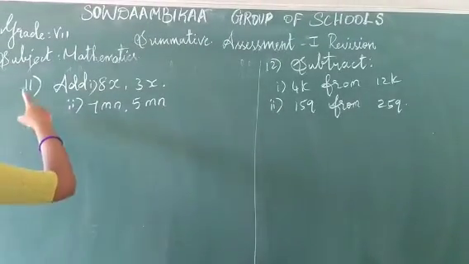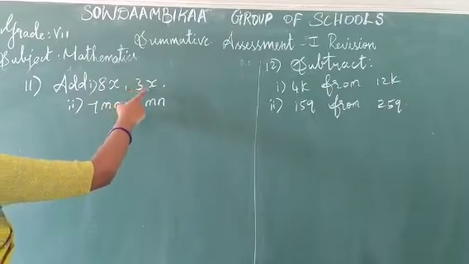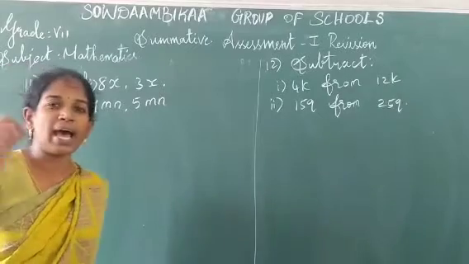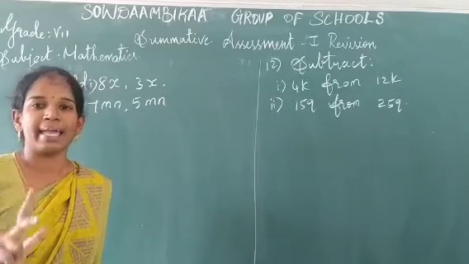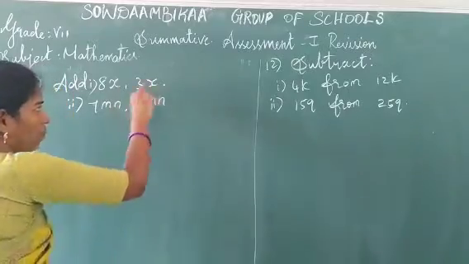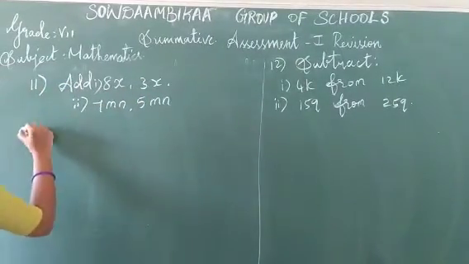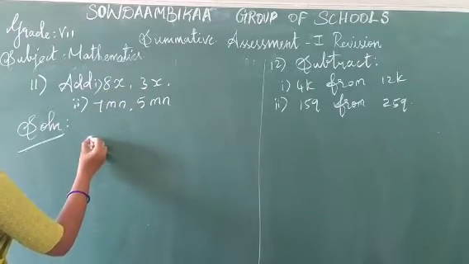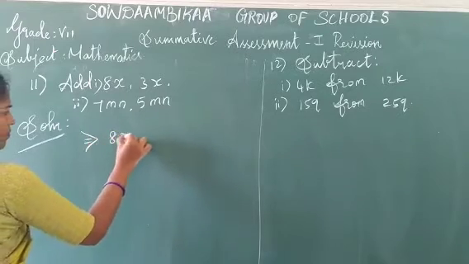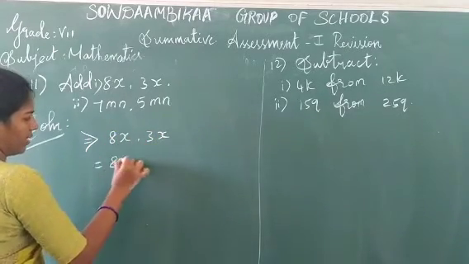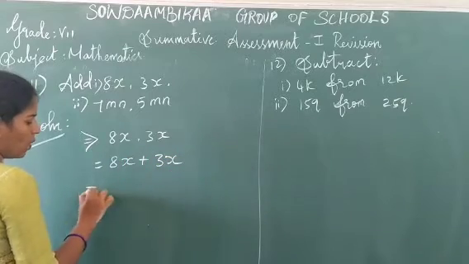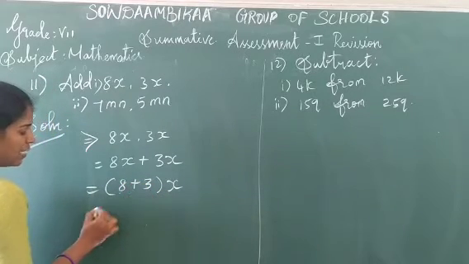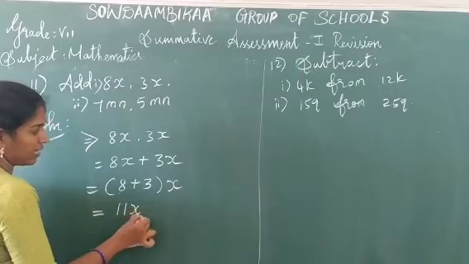Listen. 11th sum, add 8x, 3x. The second question is 7mn, 5mn. First we have to add or subtract only like terms. Okay, now the first sum, add 8x plus 3x. Take the variable outside, remaining the numbers inside. 8 plus 3 comes 11x. That is the answer.